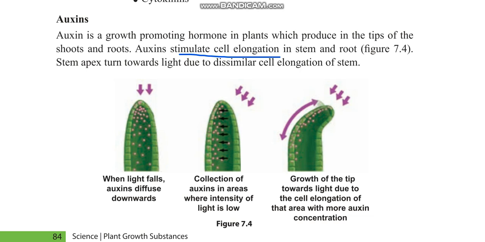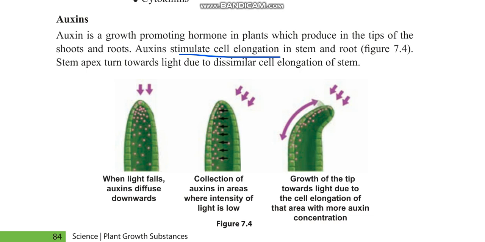Now see figure 7.4. They have shown the auxin function. First step, see, when light falls, auxin diffuses downwards. When light is coming to the shoot tip, where is the auxin going? Downwards. Then there is collection of auxin in the areas where the intensity of light is lower. Now you can see this is a nice process. When light hits, what happens to the auxin? It diffuses downward and goes to the place where light is low.